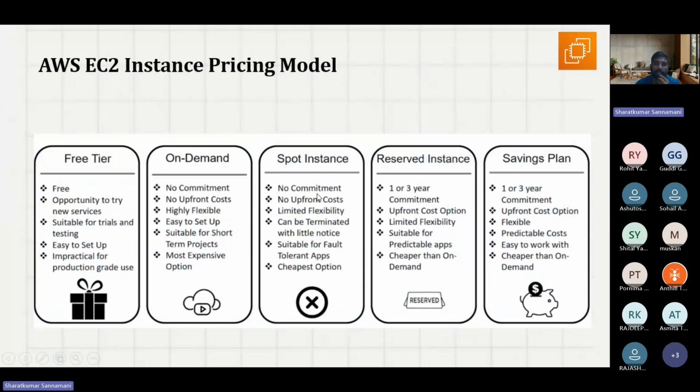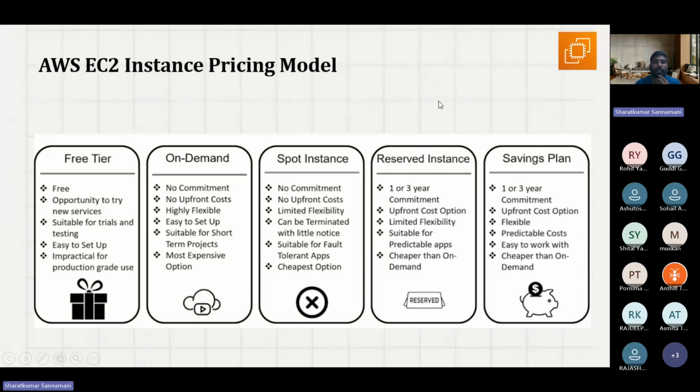Spot is, again, no commitment, no upfront. But wherever the application is non-critical workload, you can use the spot instance. Reserve and savings plan is committing for 1 year or 3 years, where you can get the maximum discount. What is the difference between reserve and savings plan?